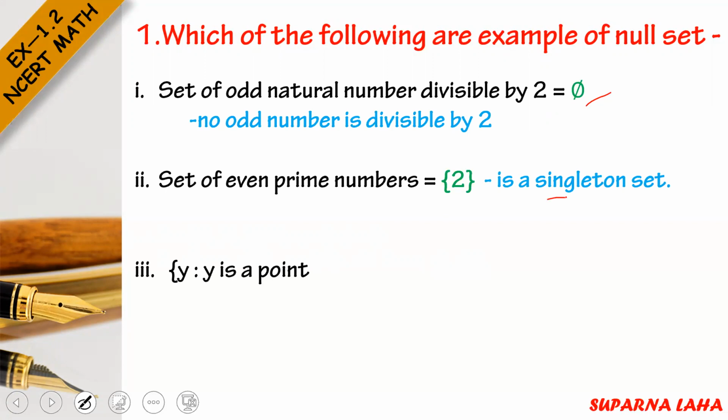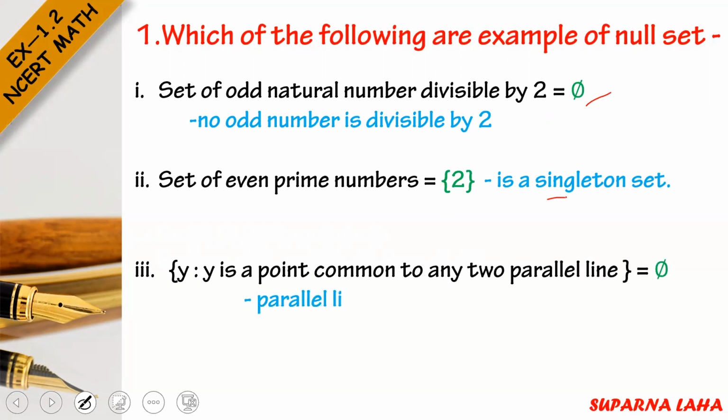Number 3, y such that y is a point common to any two parallel lines. Now we know that parallel lines have no common point. They never intersect each other. So that means we can't find any point like that. So that means the set is a null set.